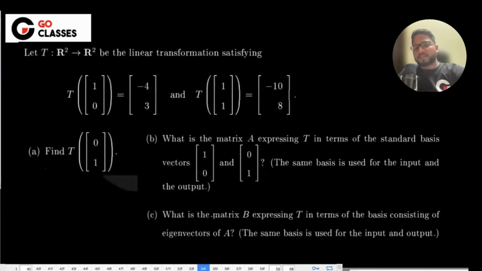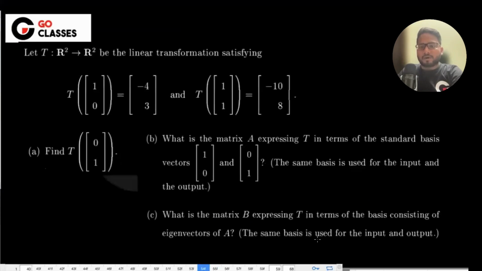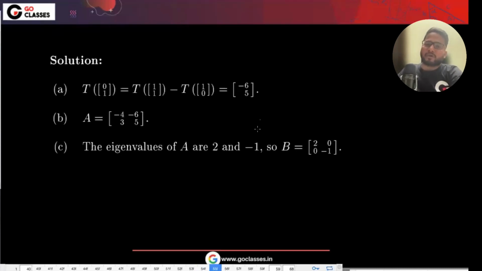Now let's just see option C. What is the matrix B expressing T in terms of the basis consisting of eigenvectors of A? The same basis is used for the input. So basically, you can find out the eigenvectors of A. Maybe let me just tell you the eigenvalues are this. So you can find out the eigenvectors of A, and then you can solve this question, right? And we will resolve this question later on in diagonalization.